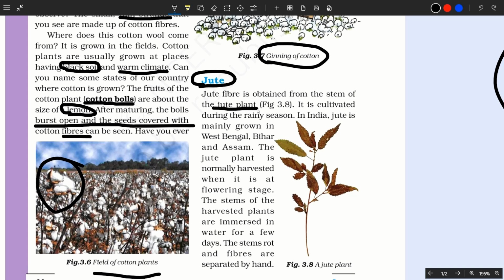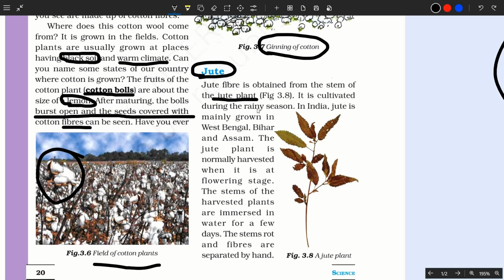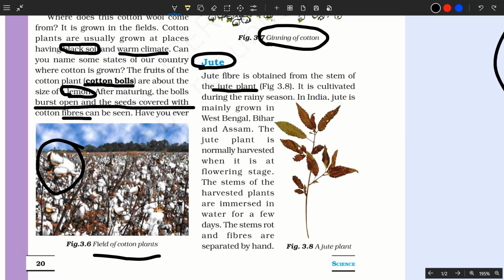Where does jute come from? Jute comes from the jute plant. It comes from the stem of the jute plant. They are not like seeds. They come from the stem, as shown in figure 3.8. It's a jute plant, and it is cultivated during the rainy season.